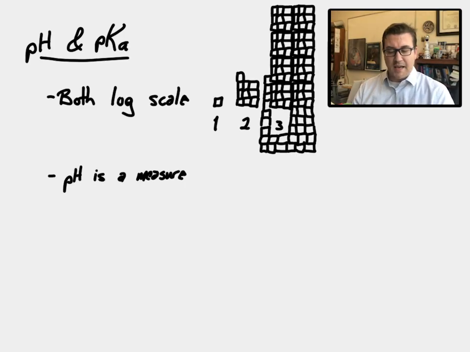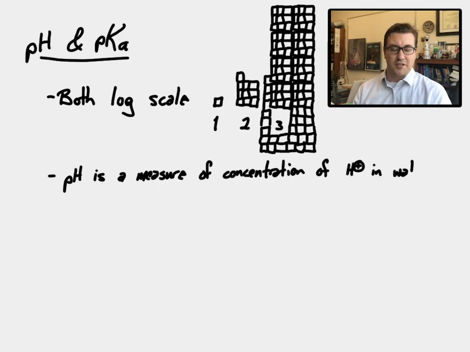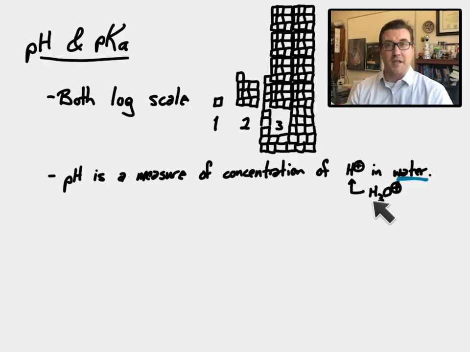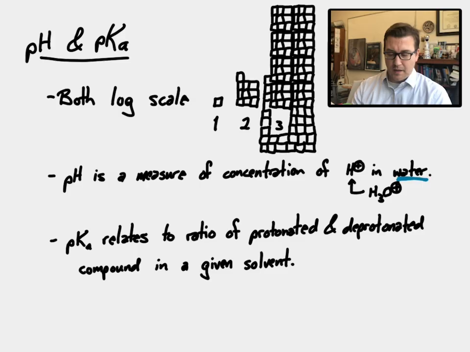pH is a measure of the concentration of how much H+ is in water. And when H+ is in water, what you're actually measuring is the hydronium ion. A key feature of pH is that it is a measurement in water. That is your solvent for pH. It has to be water.